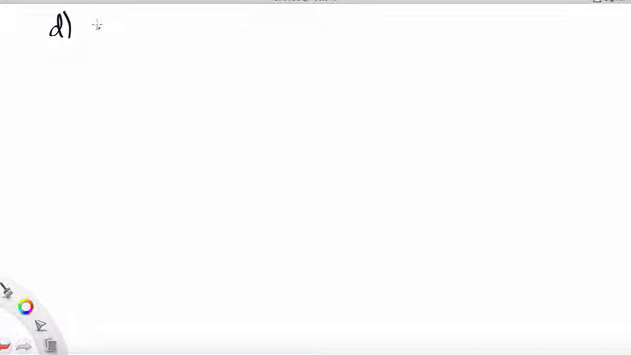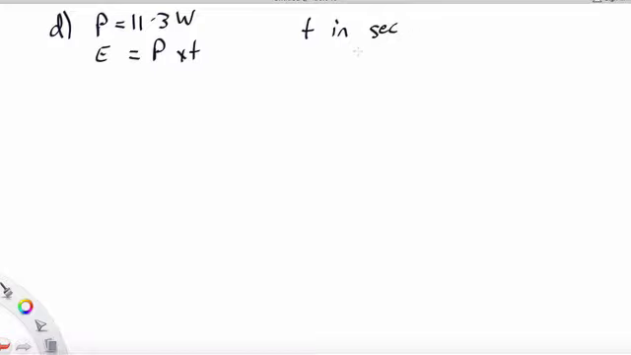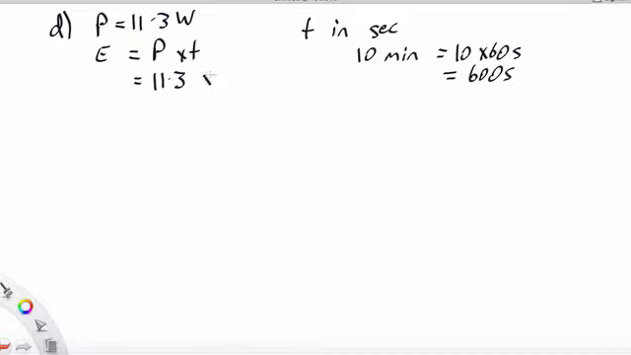Now for part D, if our power is 11.3 watts, the energy is power times time, but we need time in seconds. So 10 minutes is going to be 10 lots of 60 seconds, so 600 seconds. So the energy is 11.3 joules per second going for 600 seconds, and we have 6,800 joules.